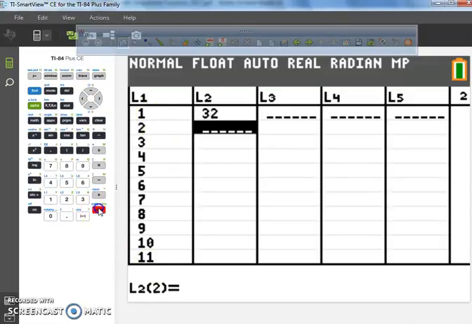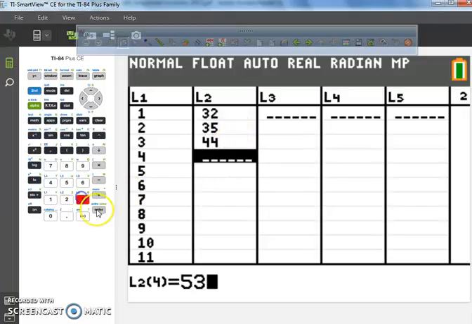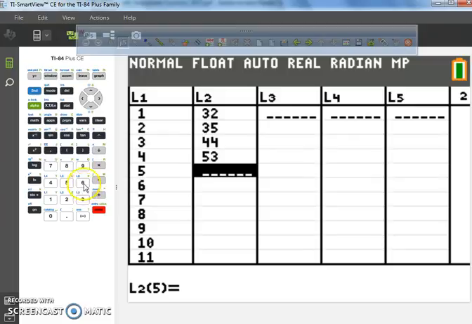32, right? Then February, it went up to what? To 35, right? Then 44. So I'm going to pause again. You've got to write these corresponding temperatures in there. April was 53. Then it jumped all the way up to 63. Very nice. I'll pause it.